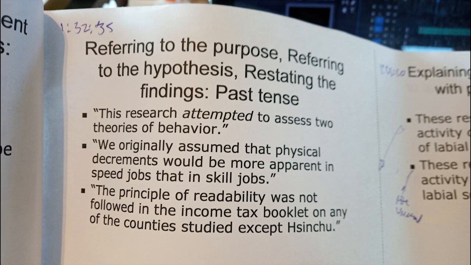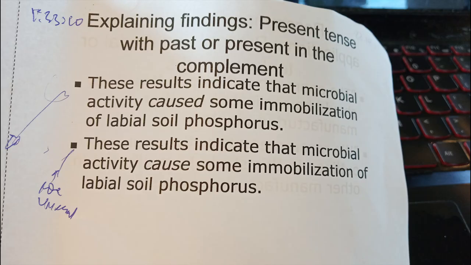When you're explaining the findings, let me show you a couple interesting examples. These results indicate. Now, let me stop. Indicate. What does indicate mean? Indicate means to point. It means to suggest, to strongly suggest. Indicate is not equal to find, not equal to show, not equal to prove. Indicate is a tentative word. We use this when we are not 100% sure. And this is the discussion. I will frequently use this word in my discussion.